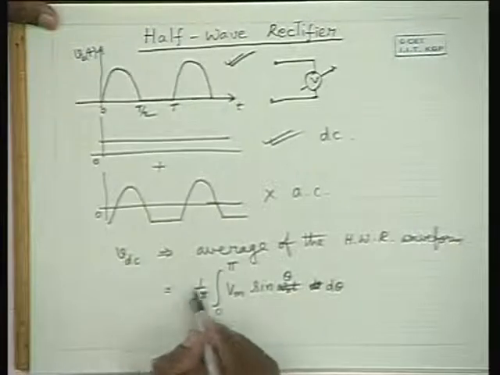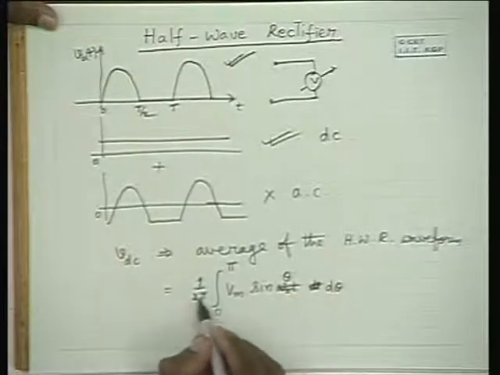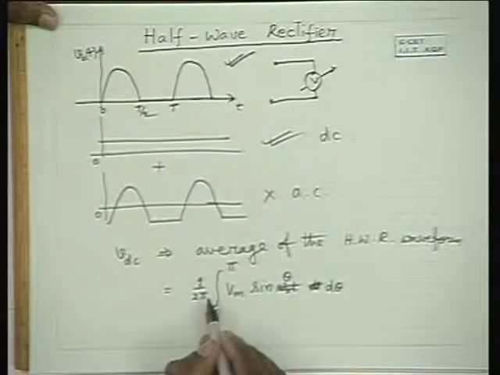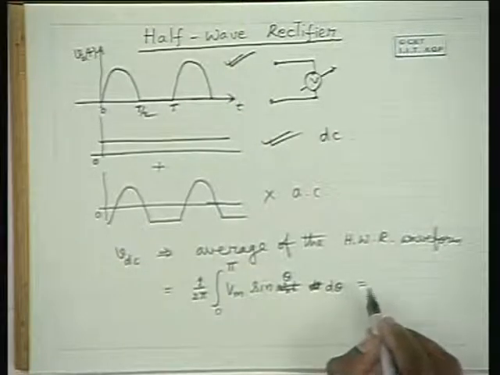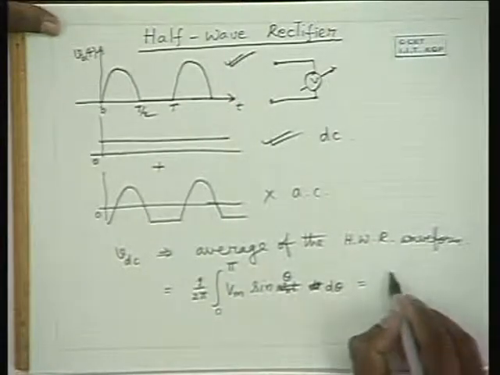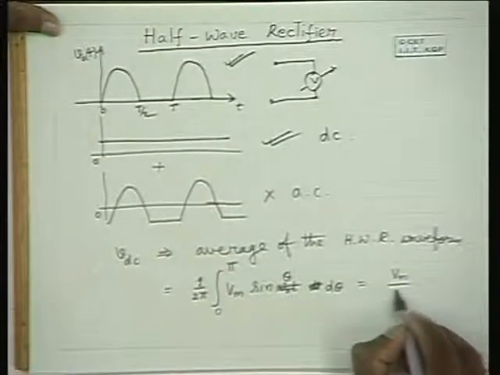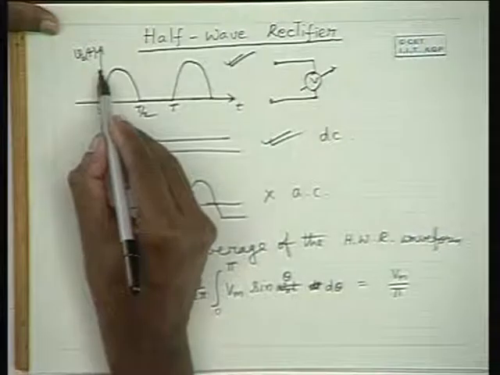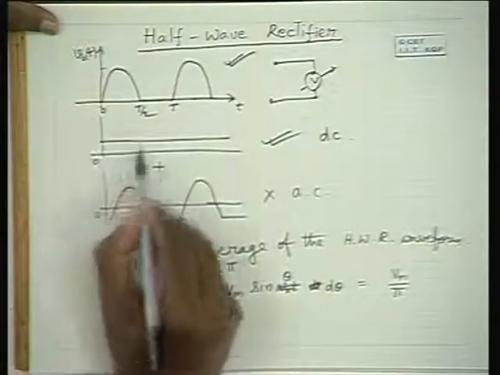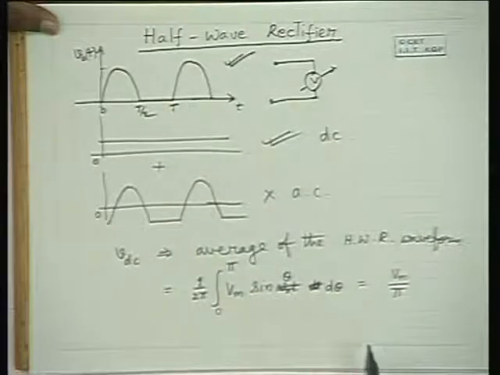This is the DC component, and while averaging, I will be averaging it over a period of 2 pi. So this is the average. If you do this integration, you will find that it is equal to Vm by pi. So if Vm is, say, 10 volts, the DC component, the average component, would be 10 by pi, which is approximately 3 volts, as the DC component out of 10 volts.